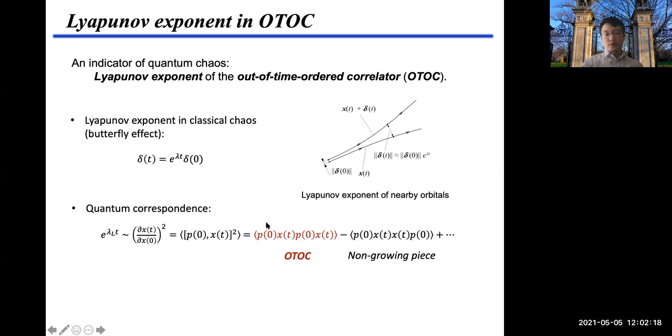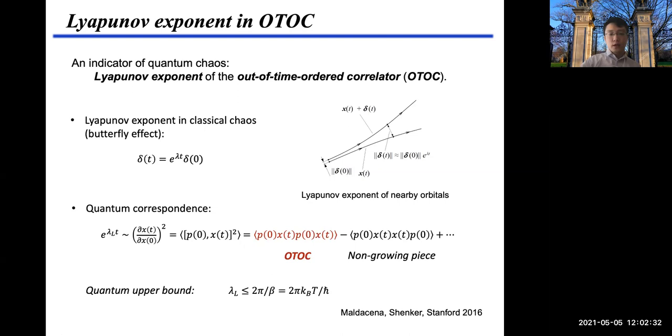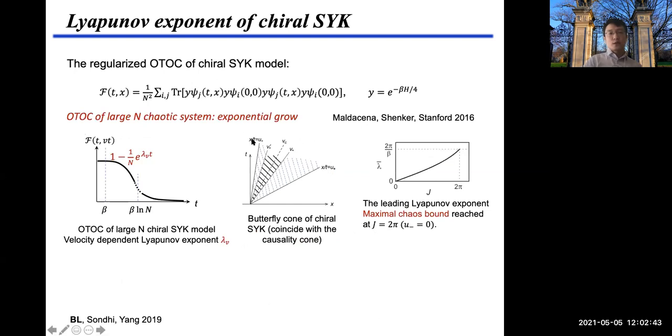And it is shown that this out-of-time-ordered correlator, which has time jumping back and forth, is expected to give this exponentially growing behavior of classical chaos. And quantumly, it is known that this exponent has a quantum upper bound, which is 2 pi over beta, where beta is inverse temperature.